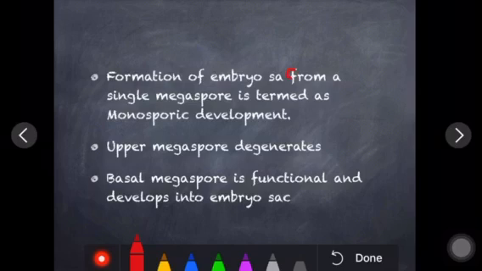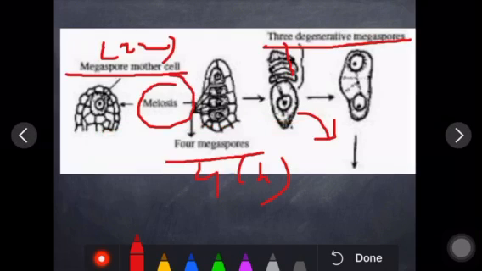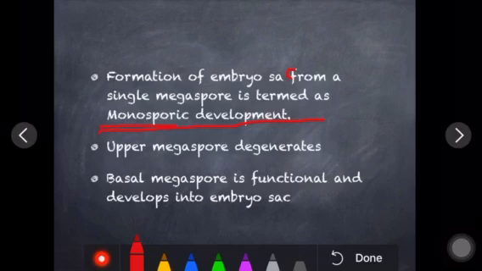Formation of the embryo sac from a single megaspore is termed monosporic development. I hope you have now understood why it is called monosporic development, because the embryo sac will be formed by one megaspore only. It is formed by one megaspore, so it is called monosporic, and this development takes place by one megaspore.